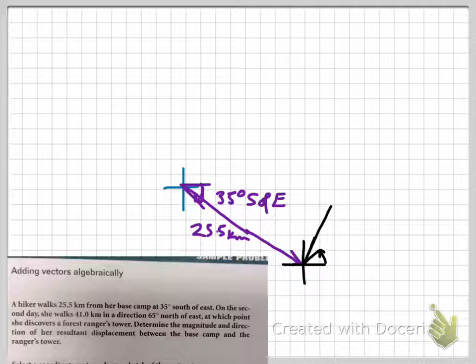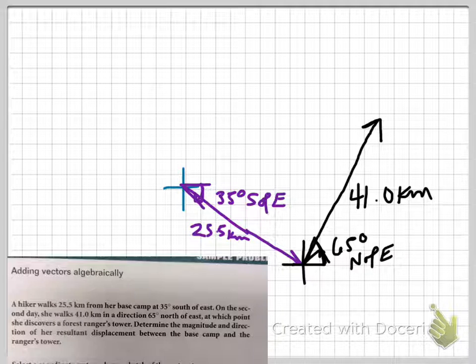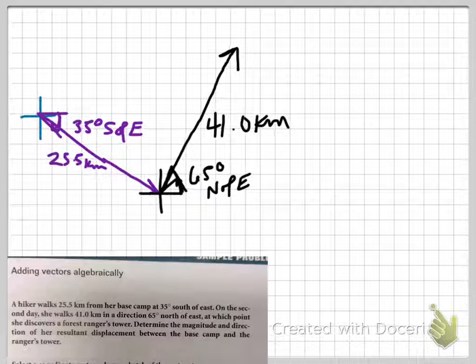Now, my first vector was 25, so obviously this one should be a little bit longer. Again, this is not to scale, and this is 65 degrees north of east. Okay, so looking at this, I'm going to move this a little bit over more to center. The nice thing about Doceri that you can't do on paper.